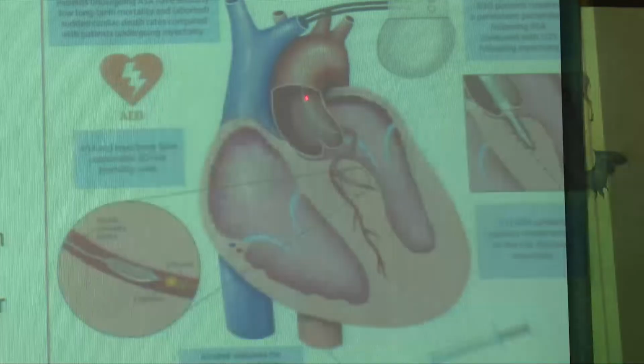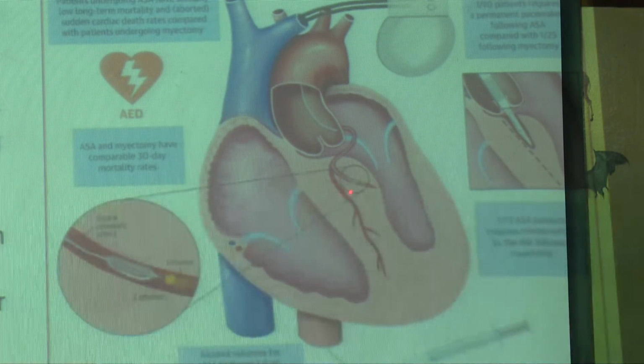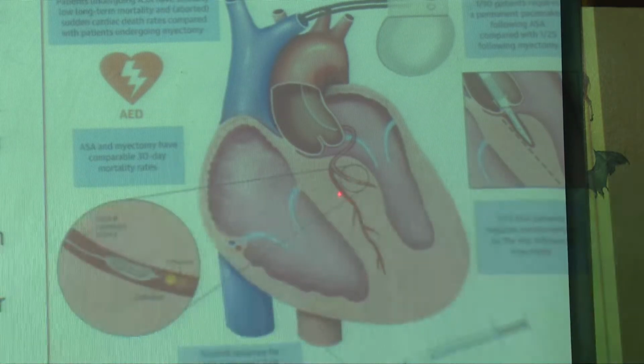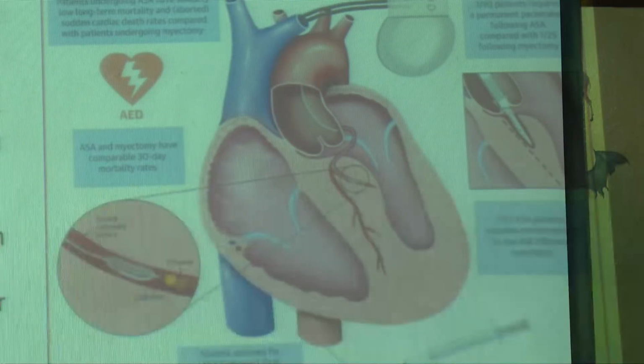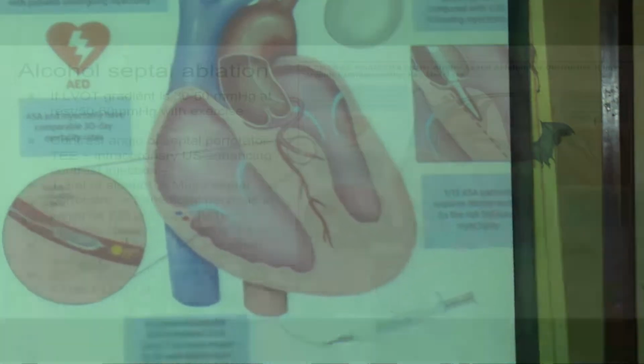So what we'll do, we'll go inside and give 1 to 3 ml of alcohol here and we'll occlude this branch. So by giving alcohol, we are occluding that branch. So once the branch gets occluded, what will happen?